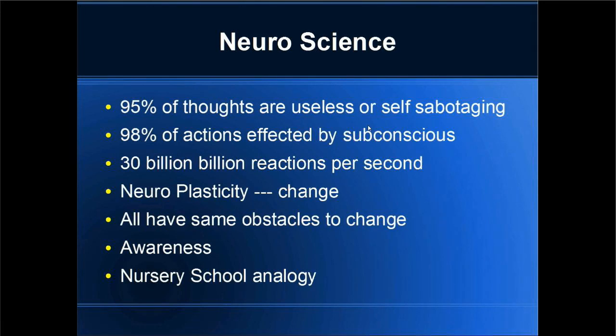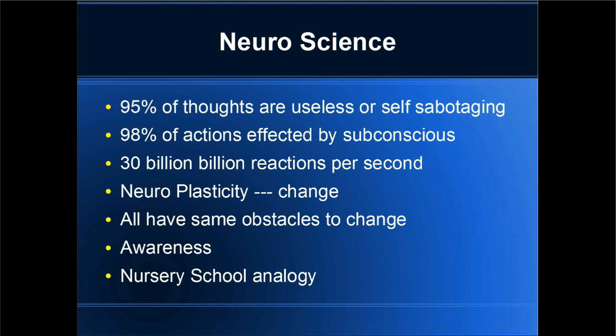Okay. Again, neuroscience. We now know that 95% of the thoughts that we have in a day are either completely useless or self-sabotaging. 95%. Further to that, we know that 98% of the actions that we take are affected by our subconscious. They are that PVR, playing back the programs that have been put in our head in the first 7 years of our life. 98% of our actions are affected by our subconscious.